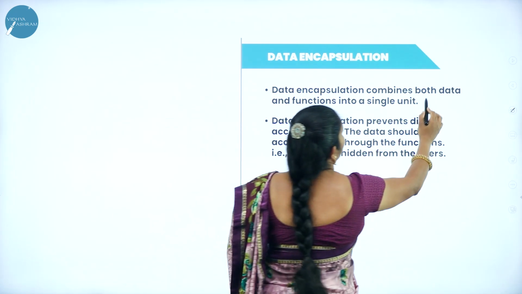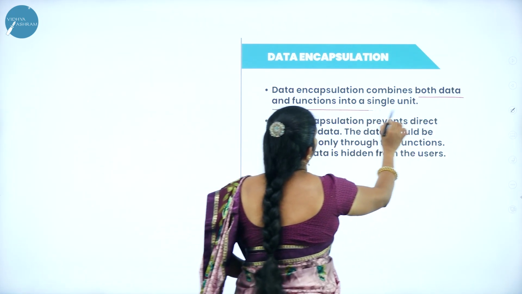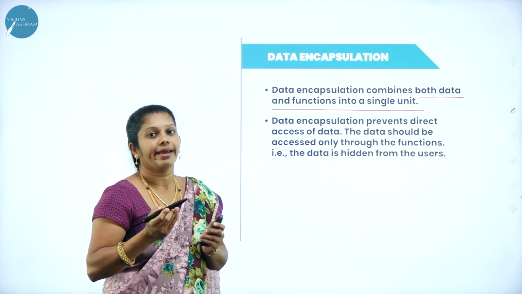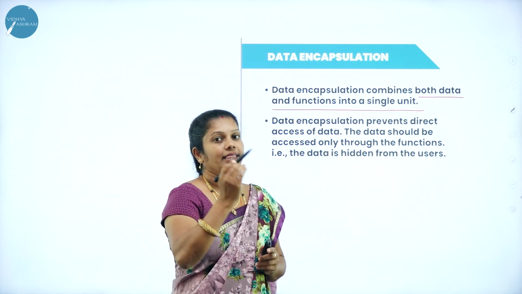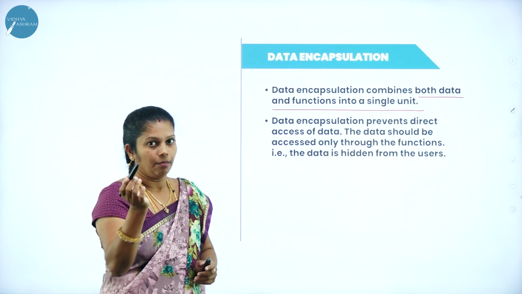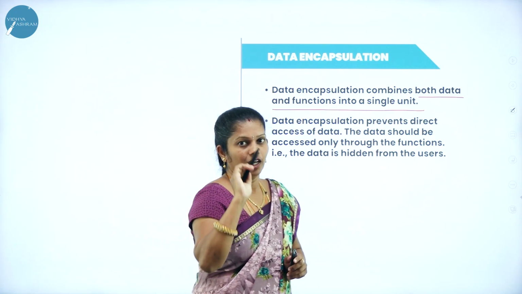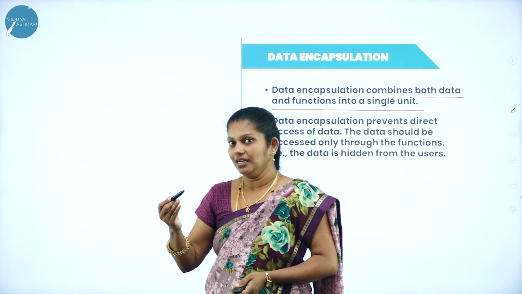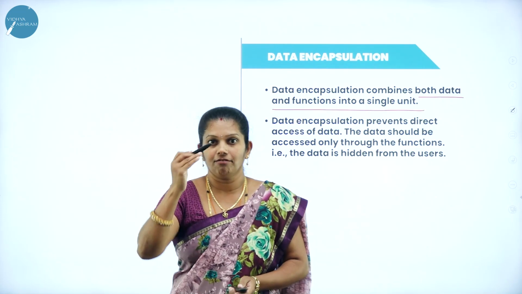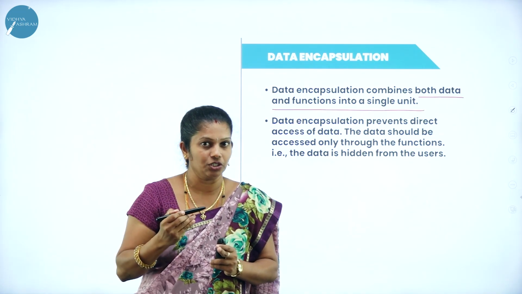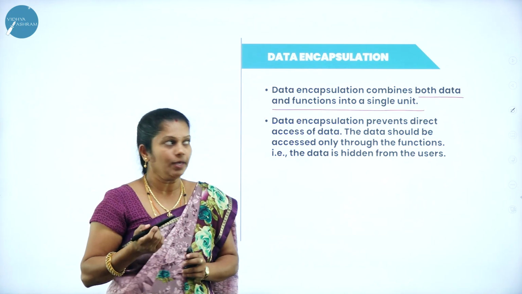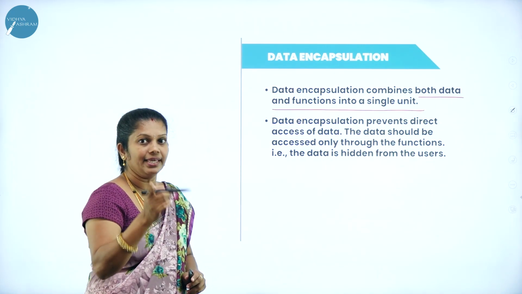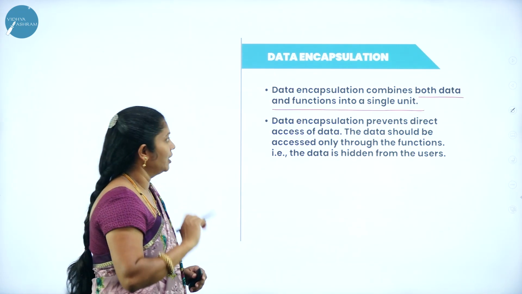It is nothing but combining both data and function into a single unit. It is a process of combining, or I can say merging, the data and function into a single unit. Because already I told you, in the mobile we have data as well as functions. If I want to send any data from one mobile to another mobile, first it has to combine data as well as function. Then only I can send. Is it not? That is data encapsulation, which is nothing but combining data and function into a single unit.